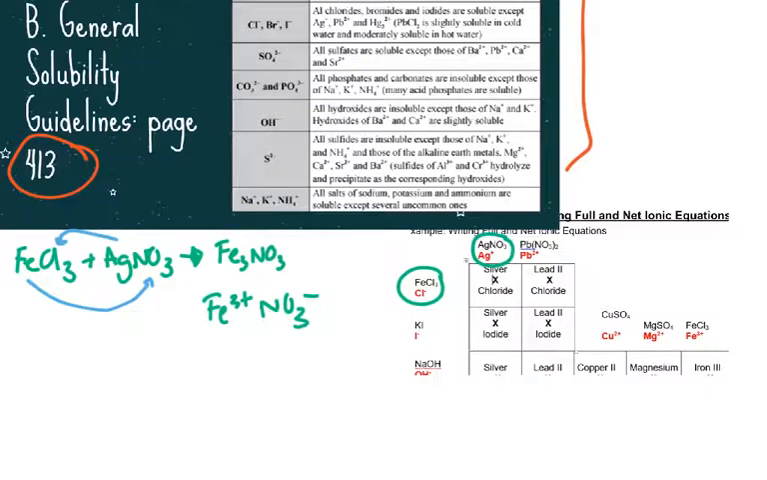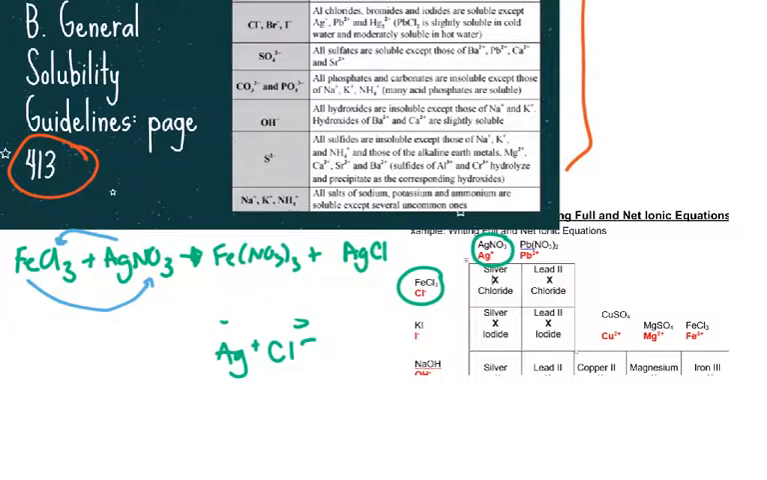So that makes our formula Fe3NO. I'm sorry, why does that look wrong? FeNO3. There we go. Okay. And then our other product is going to be the silver bonded to the chloride. So silver from our periodic table we know is +1, and chlorine from our periodic table we know is -1. So AgCl.